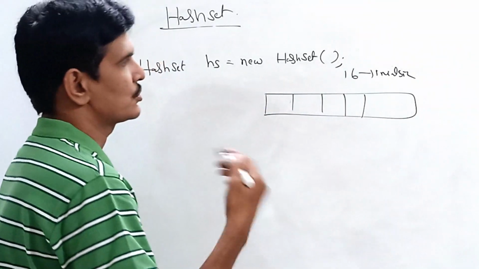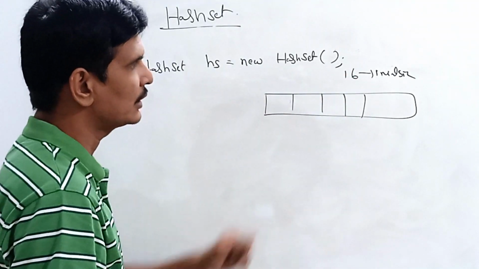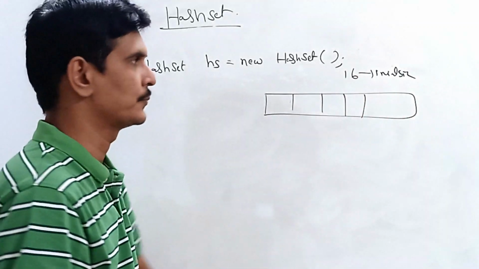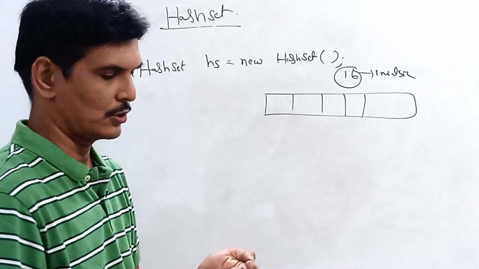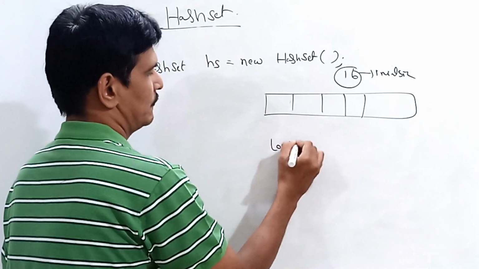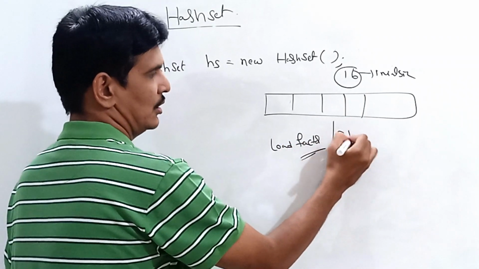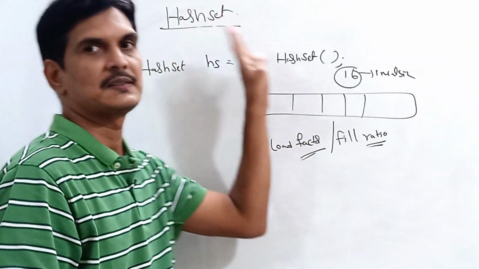This is the initial value: 16 locations will be there and 16 elements we can store. And apart from this size or location, there will be one more thing in hash set called load factor, or we can also call it fill ratio. This is one more important thing in the hash set.